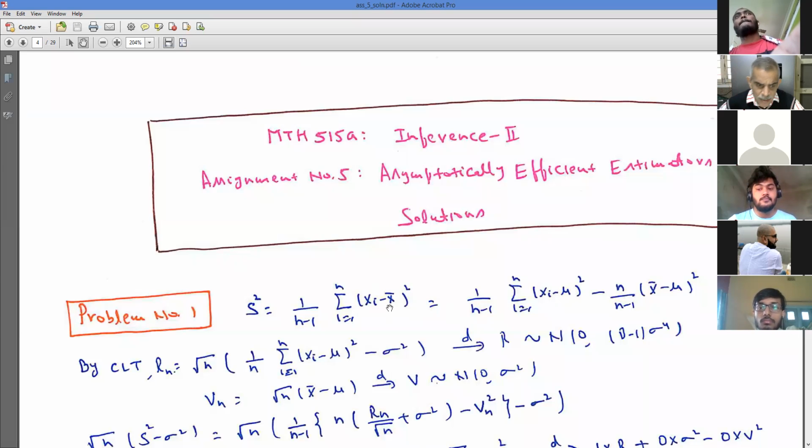So as such, the central limit theorem which you did for IID random variables is not applicable over here, but it is applicable over here. So that is the first thing I do. I apply the central limit theorem over here.